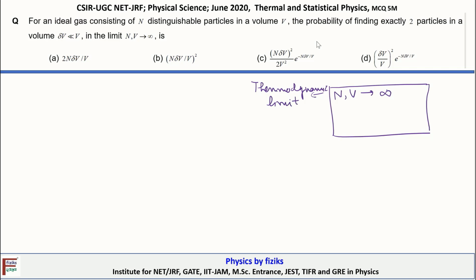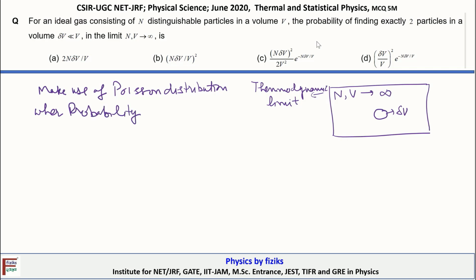So we have to find the probability of finding exactly two particles in this case. Suppose V represents the entire volume, and here we have a very small volume delta V, very small compared to the total volume. We have to find the probability that this volume delta V will contain two particles. Here we can make use of the Poisson distribution, where the probability is given by P_n equal to mu power n divided by n factorial, e power minus mu.